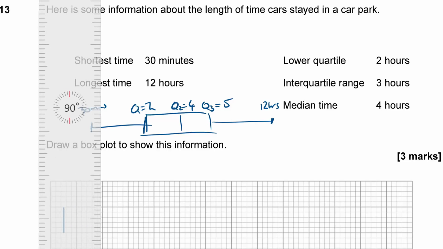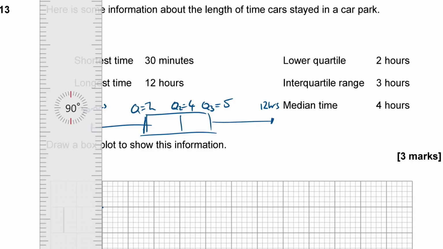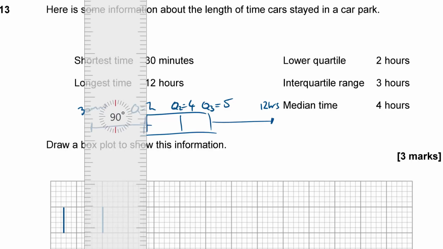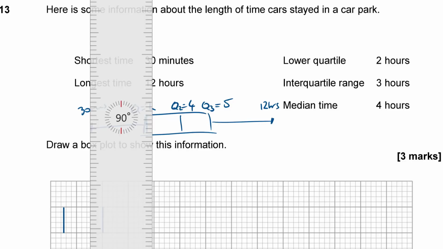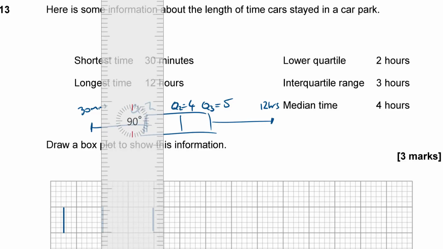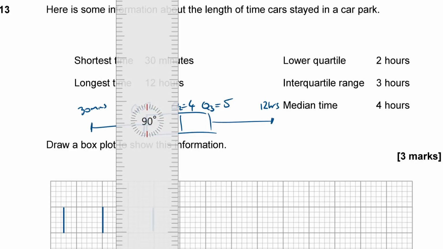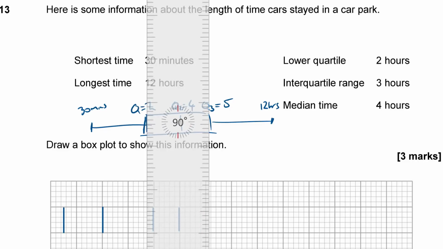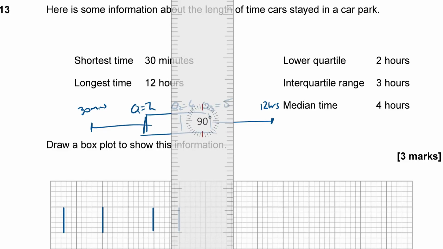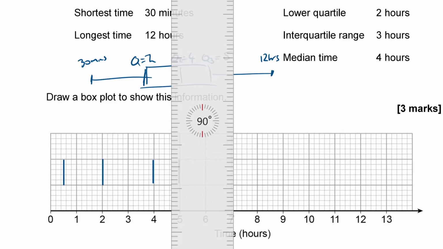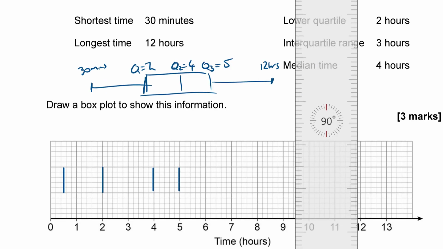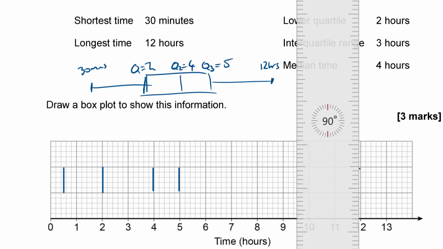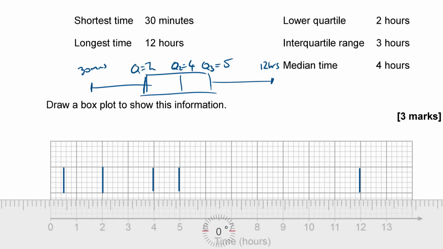Then I'm going to draw a line at 2. That's going to be my lower quartile. I've got to draw a line at 4. That's going to be my median. I draw a line at 5. It's my upper quartile. And I'm going to draw a line at 12. Oh no, that's no good. And one at 12 then. That's going to be my highest value.